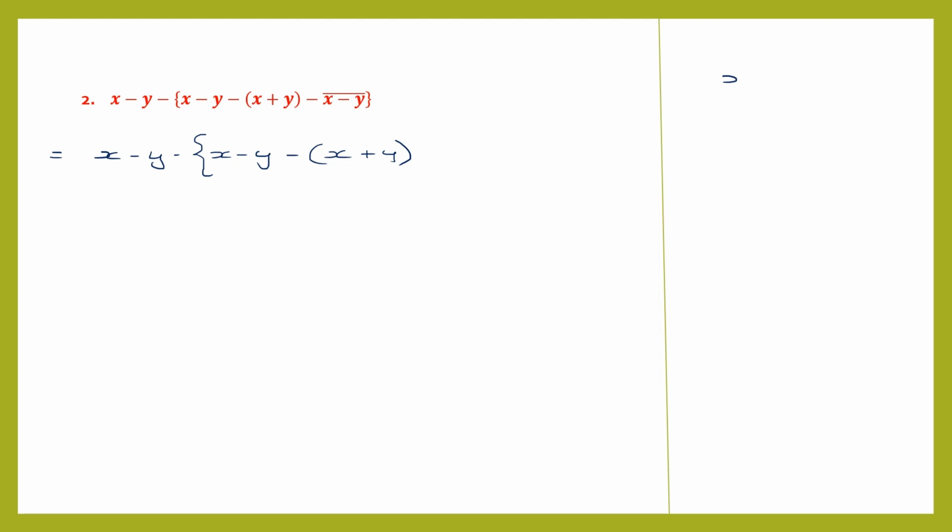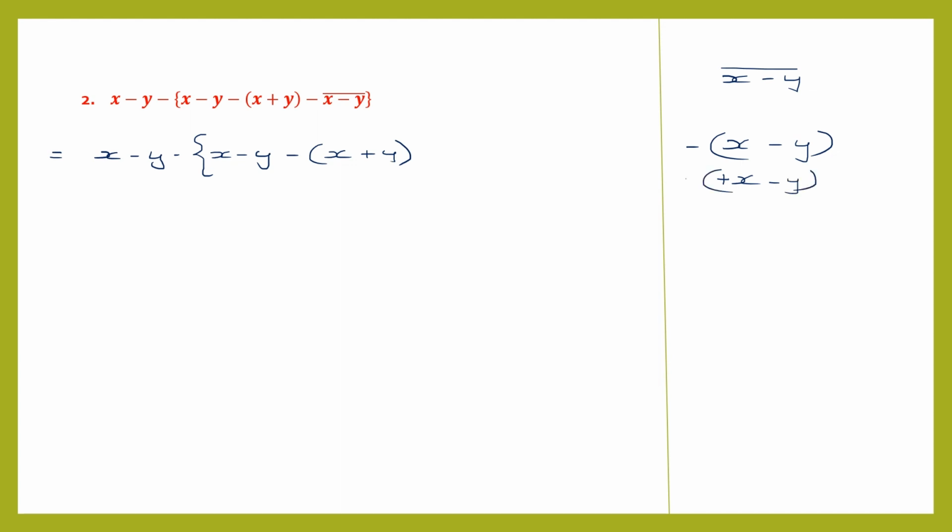Let me write it here. x minus y is under the bar bracket. Now, this is exactly like in case you have common brackets and you have a minus sign before it. What will you do? You will change the signs, isn't it? So this will become plus x and this will become minus y as it is.